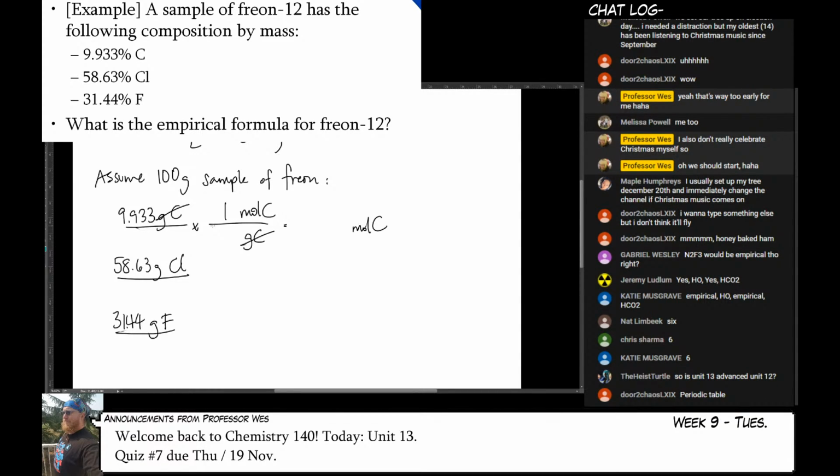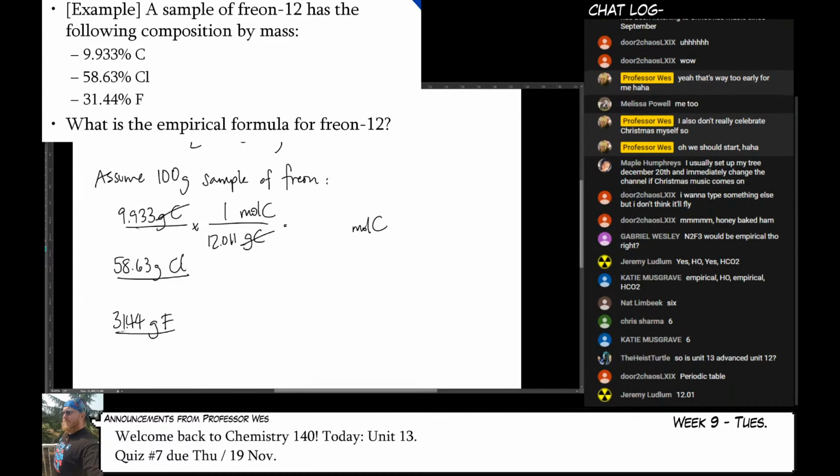Periodic table. Perfect. There you go. And then you grab your calculator and punch it in.